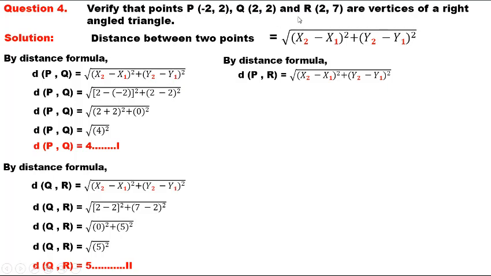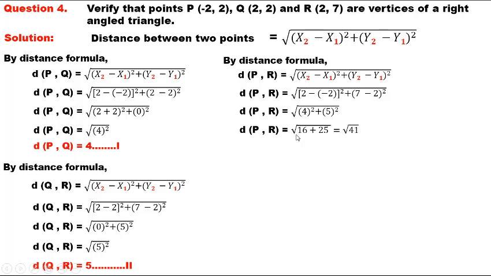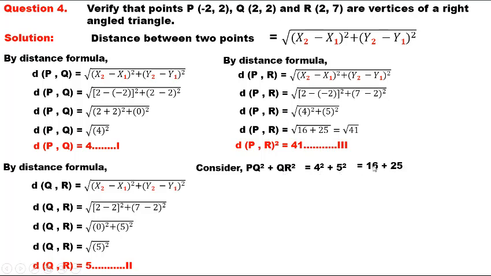By distance formula we calculate the distance between P and R, assuming their coordinates are x1, y1, x2, y2. So we get the value under root of (2 minus minus 2) whole square plus (7 minus 2) square. Distance between PR is equal to under root of 4 square plus 5 square. Therefore distance between PR is equal to under root of 16 plus 25, which is equal to under root of 41. Distance between PR square is equal to 41. So consider PQ square plus QR square, which is equal to 4 square plus 5 square, which is equal to 16 plus 25, which is equal to 41.